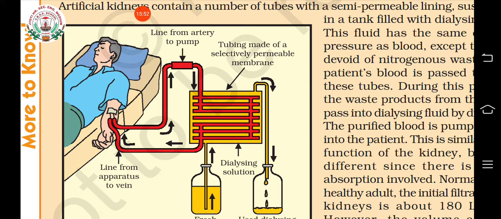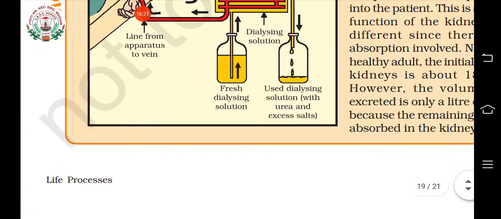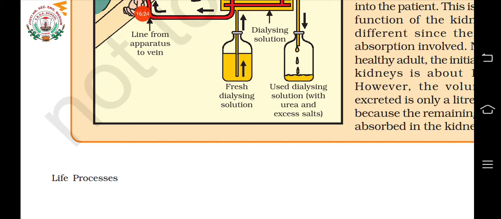And what happens, in some patients, they opt for kidney transplantation. So what happens during kidney transplantation: a kidney from a donor can be received by a recipient, understood? If only one kidney is there, a person can still live. So that is done by kidney transplantation. Hope this topic is very clear.